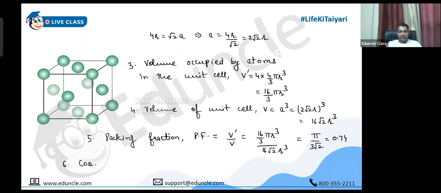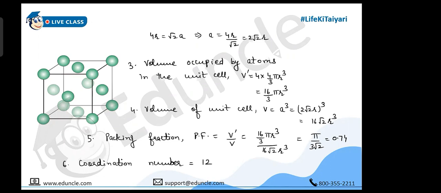What about the coordination number? Coordination number means the number of first nearest neighbors. This is 12. Of course, we are going to calculate this on the next slide, so that's why I've written 12 directly. These are the number of first nearest neighbors. So please note down. Clear?